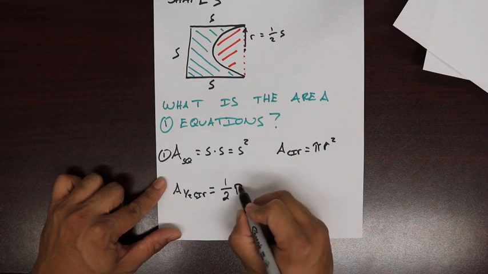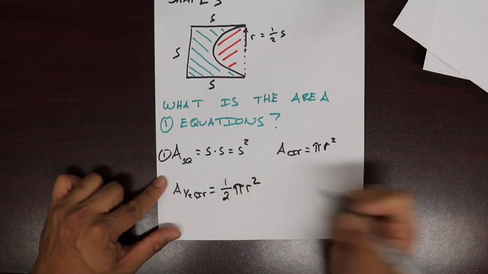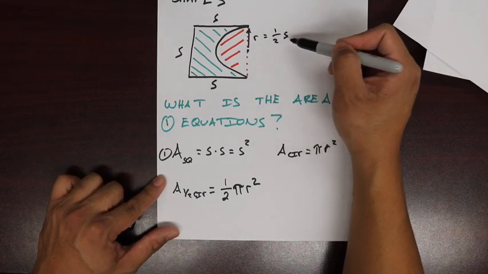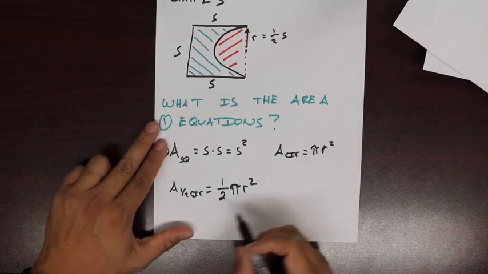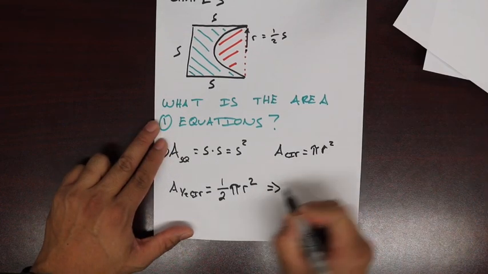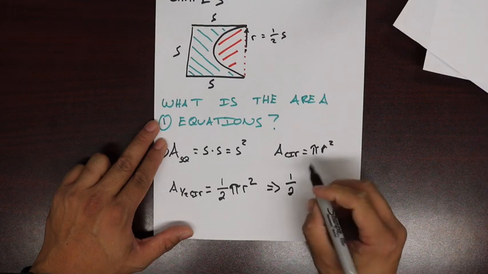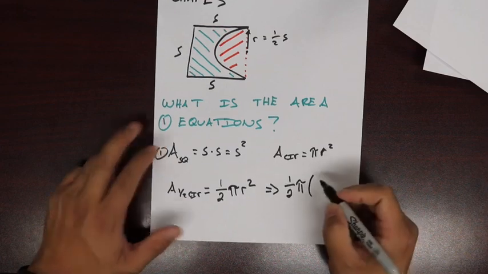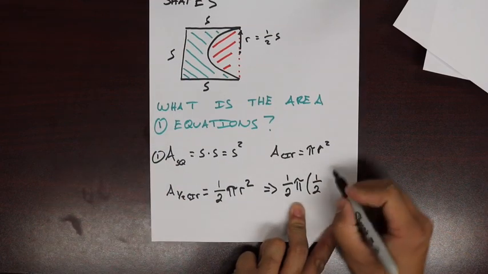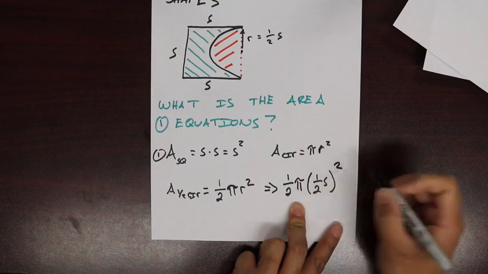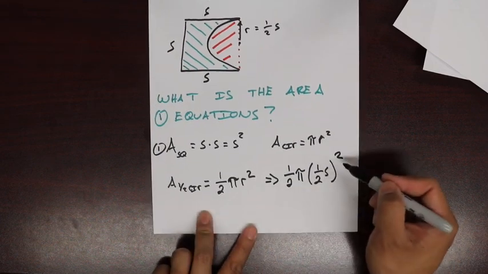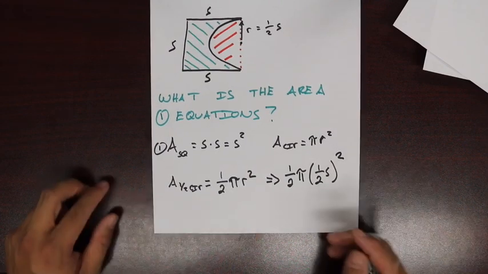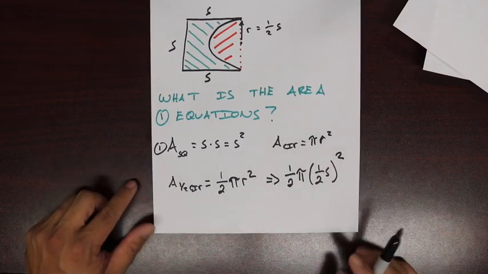pi r squared. Well, we know that r equals 1/2 s, right? So essentially, if we wanted to further break that down, it could look something like this: 1/2 pi times (1/2 s) squared. Then we could multiply those out, and it essentially just becomes 1/4. But we'll just leave this like that for now.